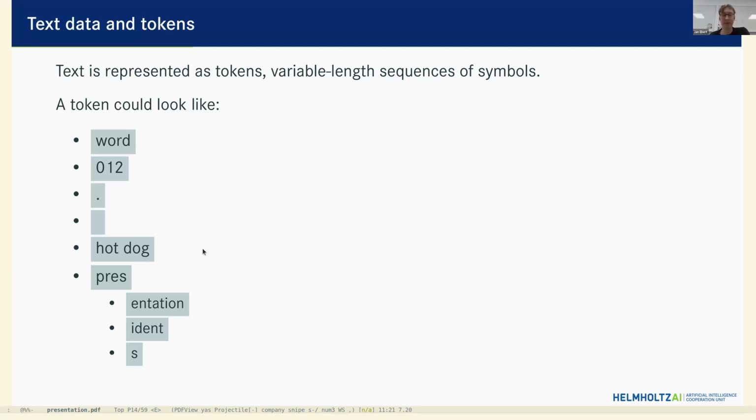The cool thing about tokens is that we can combine them. If we have the token "pres" and the token "entation," we can combine the two to obtain the word "presentation." Or if we have the token "pres" and the token "ident," we can combine them to make the word "president," and so on.